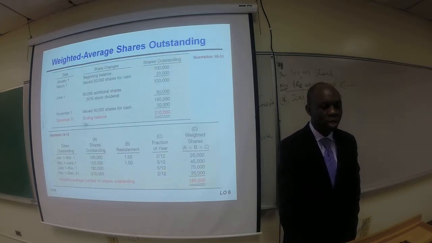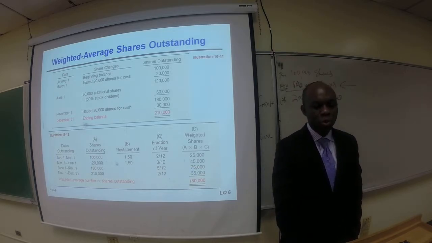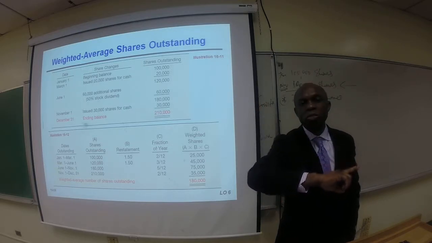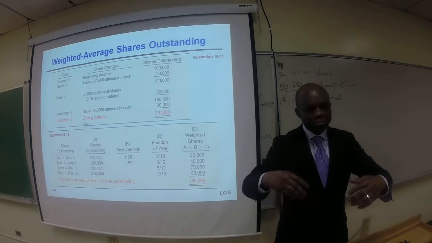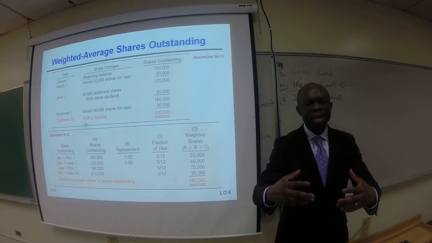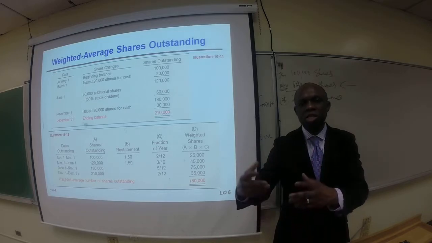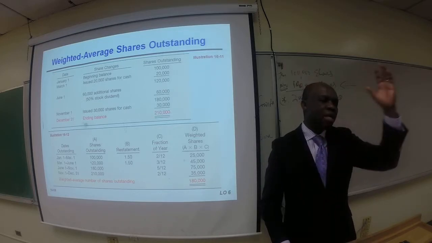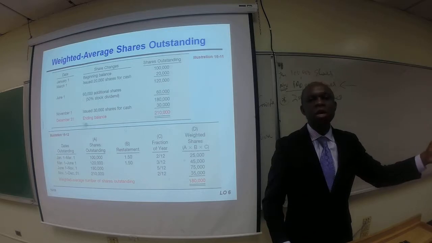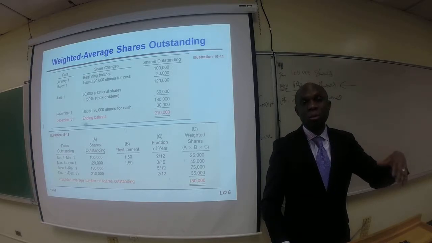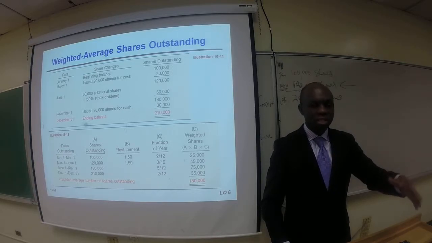So let's take a look at what happened here. January 1st through March, we went through that. Shares outstanding was 100,000. But now, take a look at this. Remember the rule that we talked about? We said that if a company declares and paid a stock dividend during the year or had a stock split during the year, we assume that it happened at the beginning of the year. So we have to restate the number of shares at that point in time.